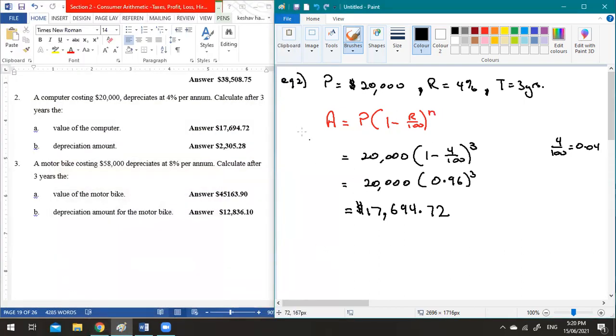Now, what is the depreciated amount? So this is part B. The depreciated amount is the principal minus the amount that it is worth now. So 20,000 minus $17,694.72.